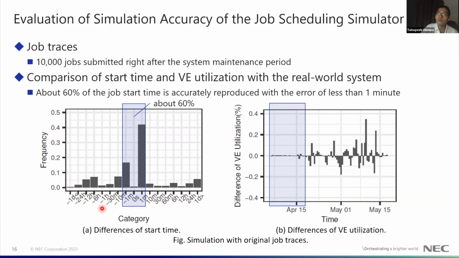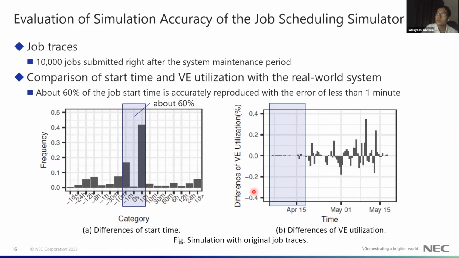For example, -6H means that a job in the simulation has started 6 hours earlier than the actual job. The vertical axis shows the frequency of jobs in each category. You can see that about 6% of the job start times are accurately reproduced with an error of less than 1 minute.